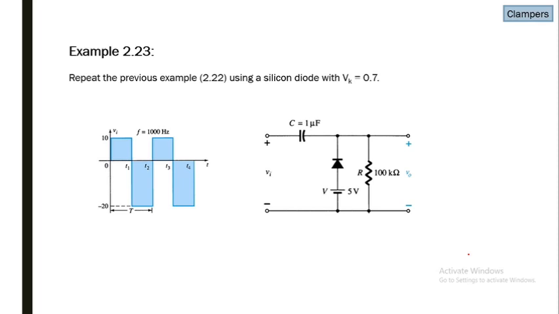Let us see another example. The circuit is similar to the previous example, but now we replace this diode with a silicon diode. Now this is not an ideal diode, but this is a silicon diode. We apply the same signal to this circuit and see what will be the output. So remember, we start our analysis from the half cycle which makes this diode forward bias. So that is, we should start our analysis from T1 to T2.